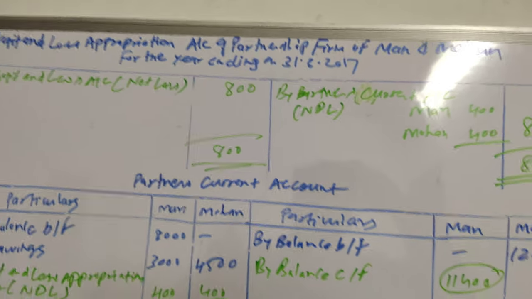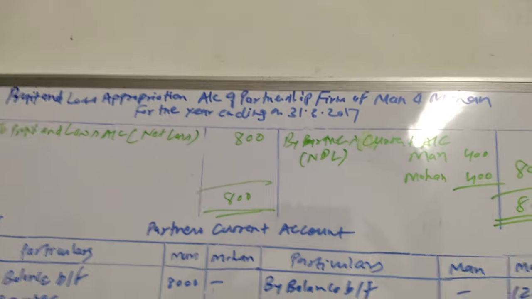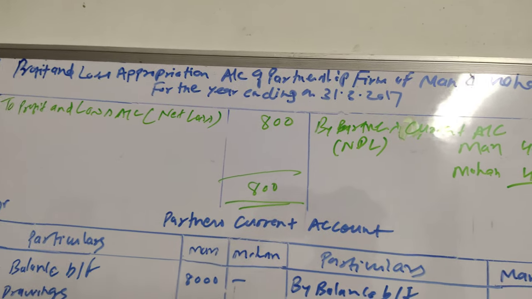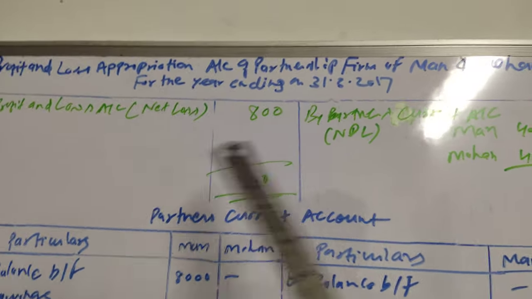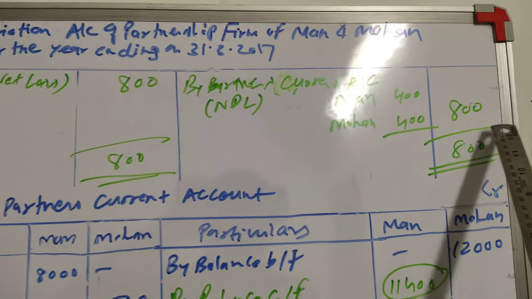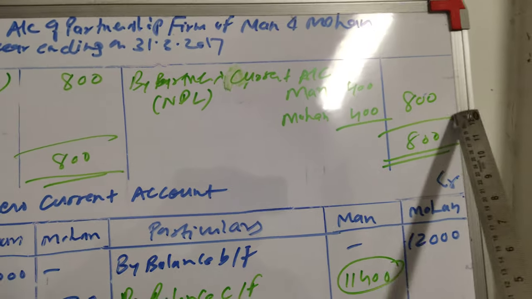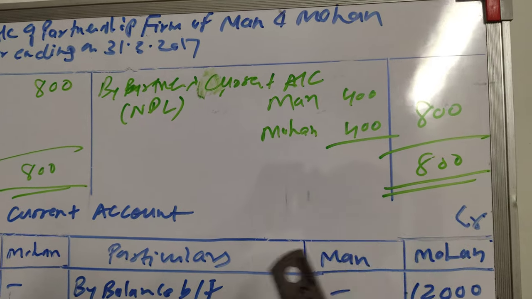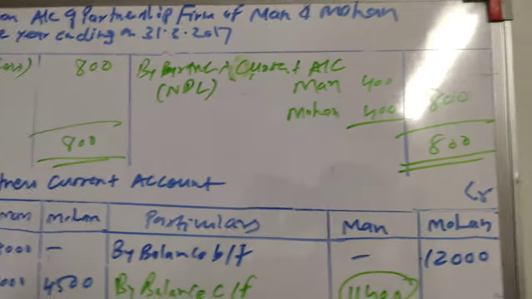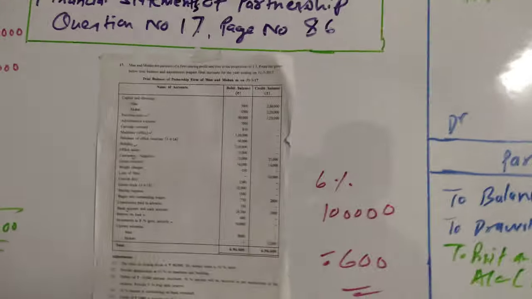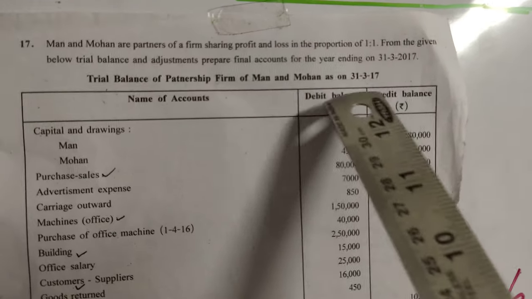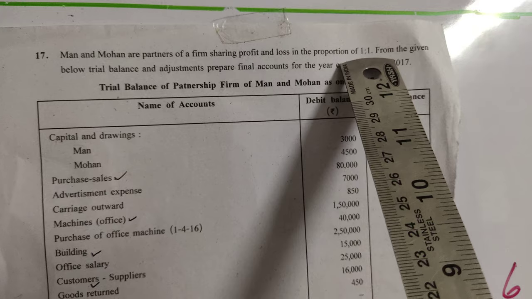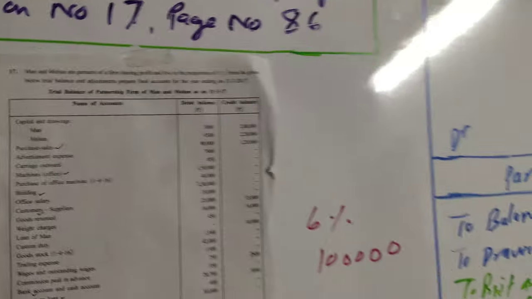Now there is nothing else in profit and loss appropriation account. So whatever is the net loss will become the net divisible loss. We will close profit and loss appropriation account. The difference we will get 800, which will be distributed between two partners in the equal ratio. As we have seen in the starting of the sum, it was mentioned that they share profit and loss in the proportion of 1:1. So equally.